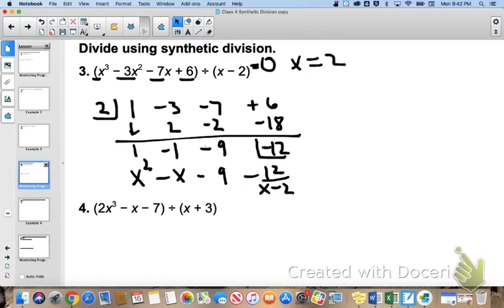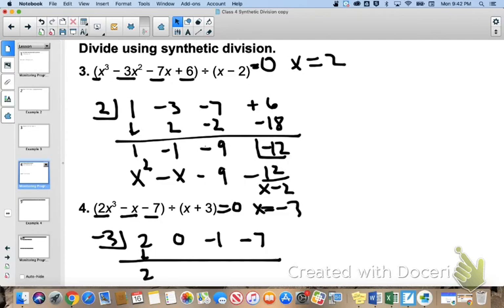Okay. The next one, this one we've got to fill in, right, because we have to have every degree covered. So on the outside, x plus 3 equals 0, so x equals negative 3 on the outside. And then you've got 2x cubed. There's no x squared, so don't forget to put in your 0. Minus 1x and minus 7.